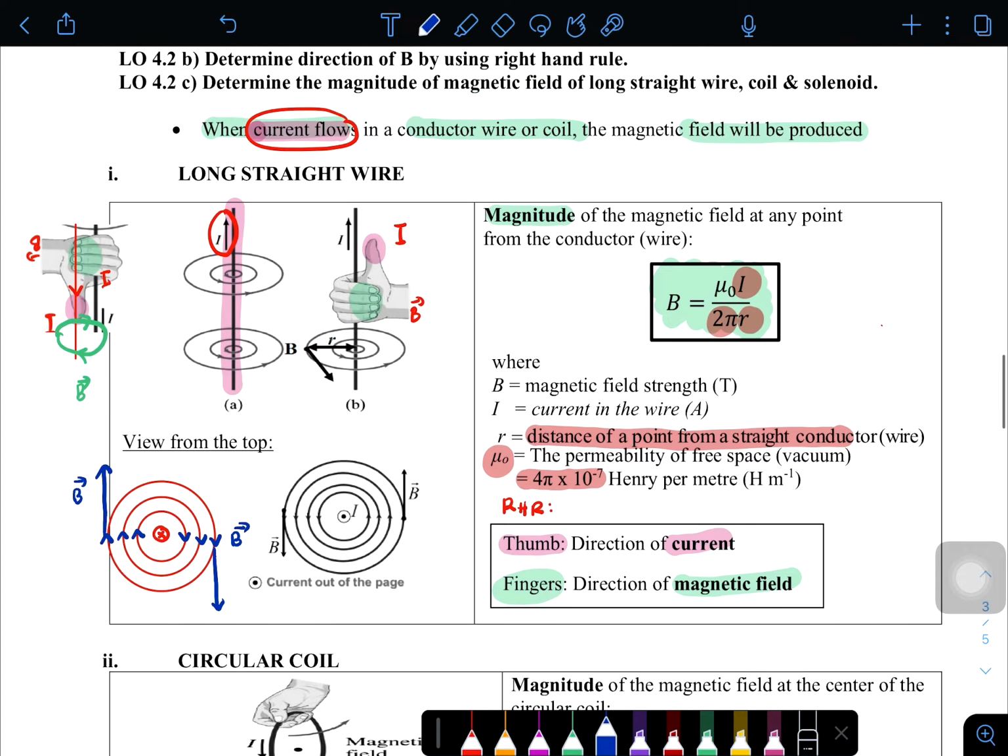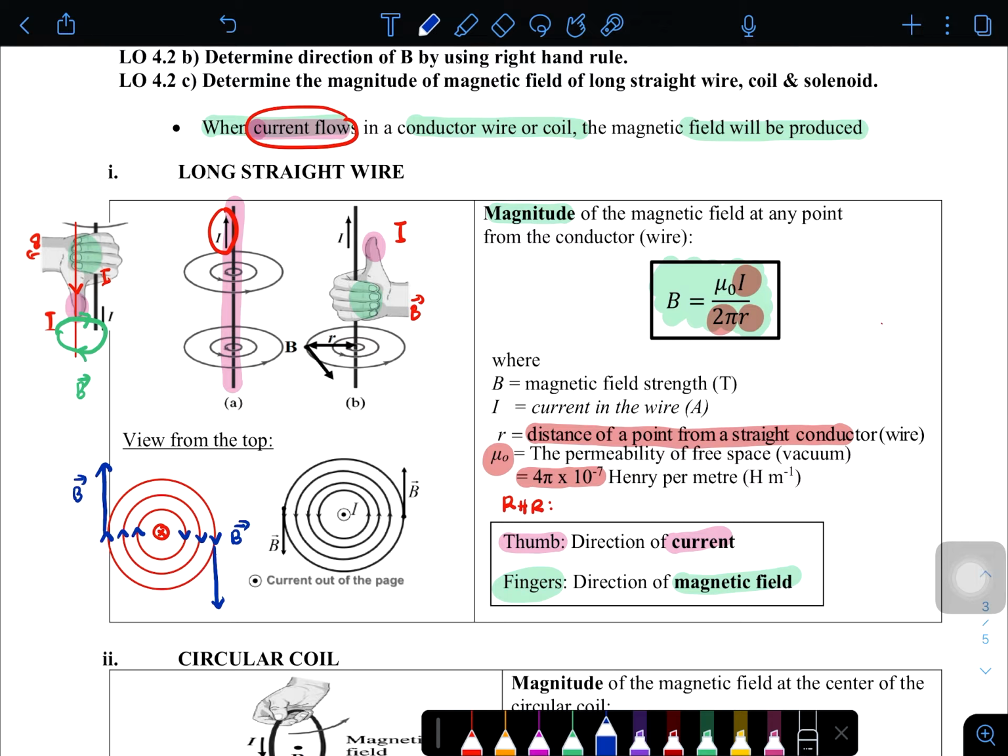Okay. So that's why kita belajar B ialah vector. So vector perlu ada magnitude. To find the magnitude, we are using this formula. To find the direction, we are using right hand rule. Okay. And the unit for B is Tesla ataupun T. Alright, so itu untuk long straight wire.